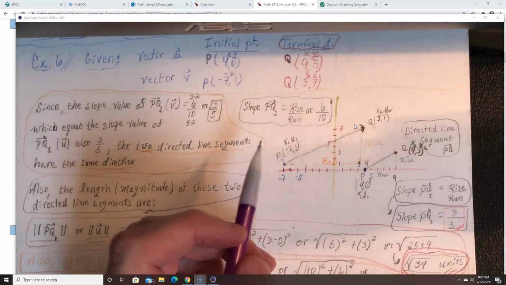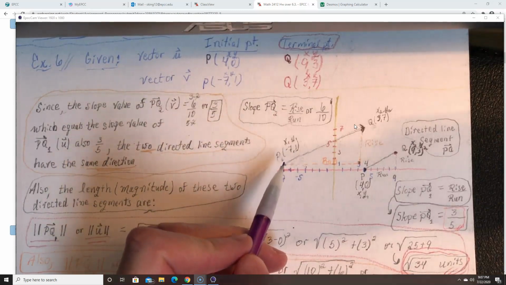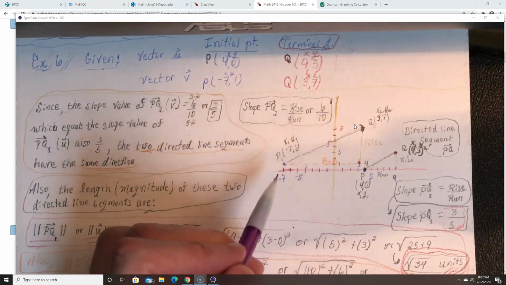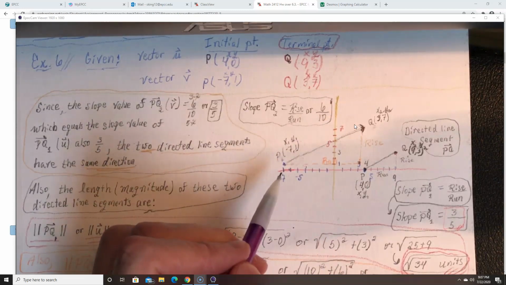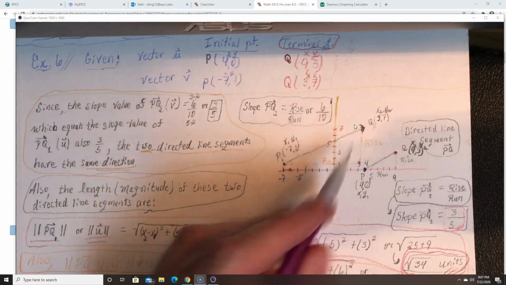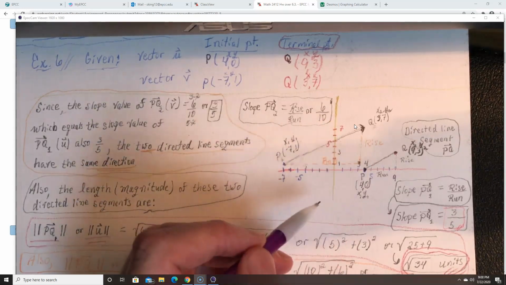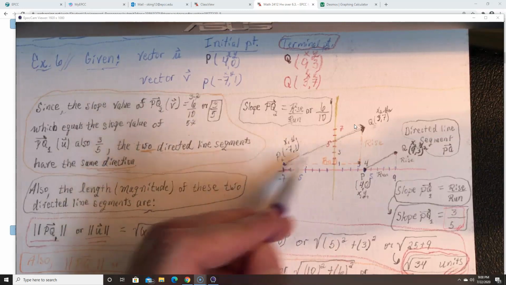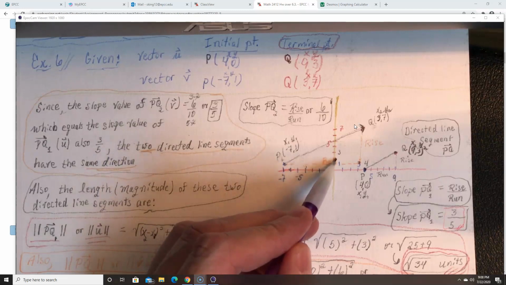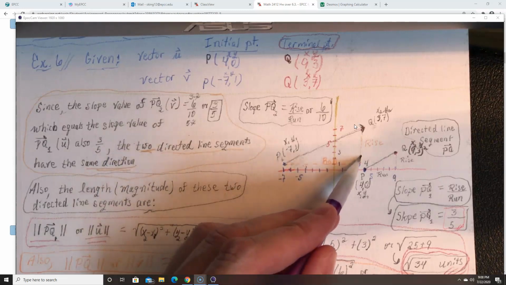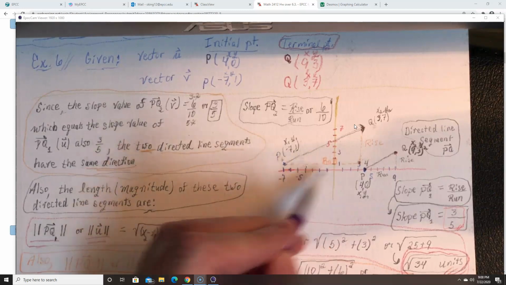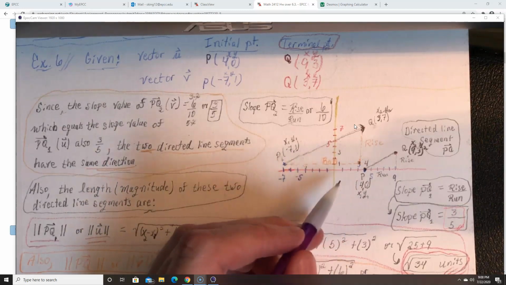So let's compute the slope of the directed line segment PQ, or in other words, vector V. We need to know the run and the rise. We could just count if we want to. This is over here at -7 units, so from here to here is 7. And this is over 4 units to the right. So 7 plus 4 is 11 units. That'll be the run.